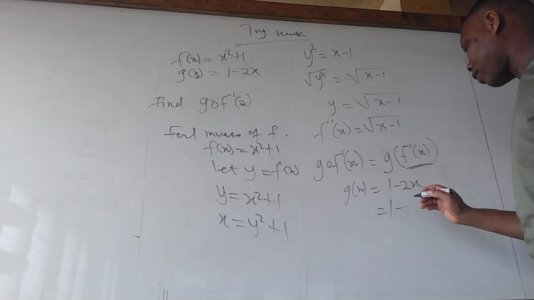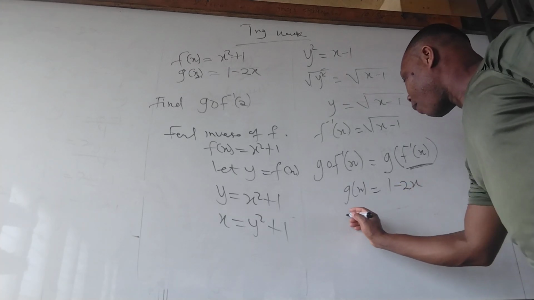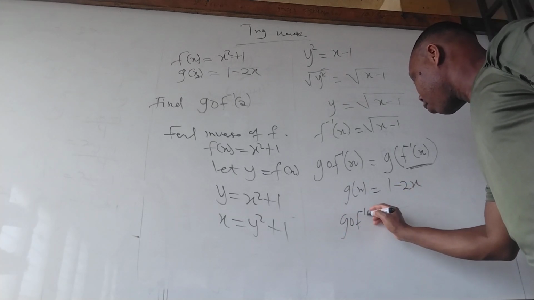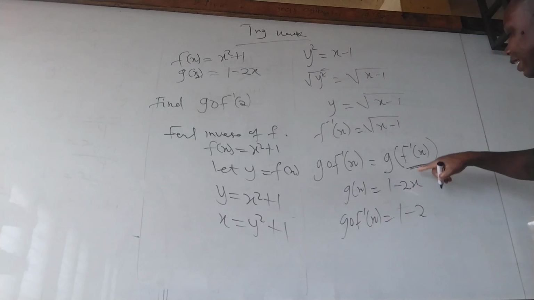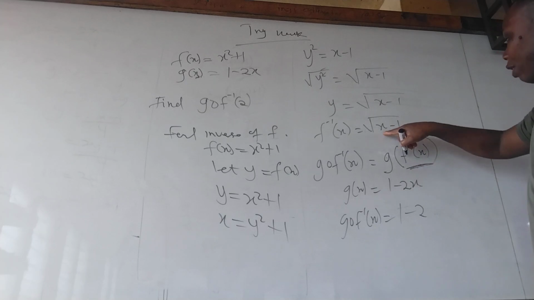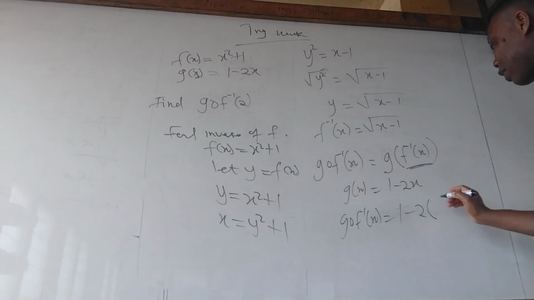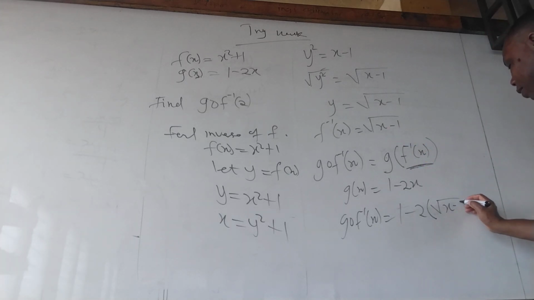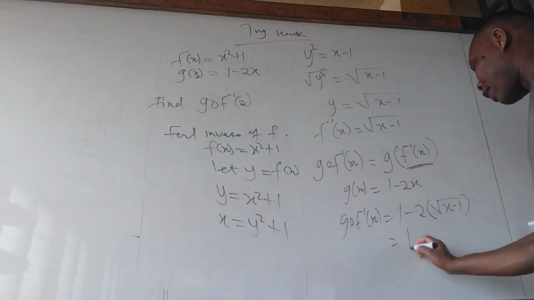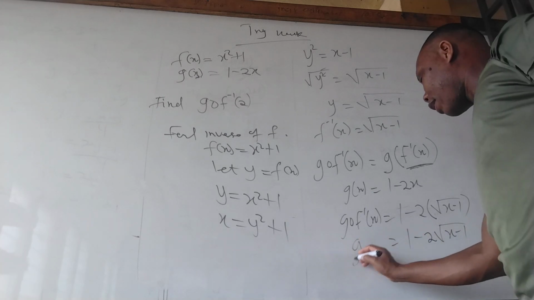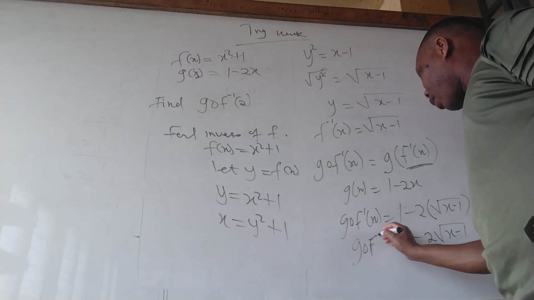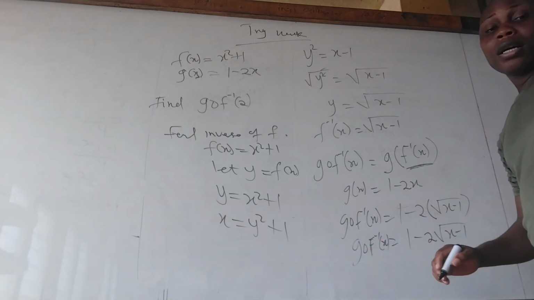So we have 1 minus 2x. Now what is our x? Our x is the f inverse. So we are going to substitute it inside the bracket: root of x minus 1. So basically, we are getting 1 minus 2 root x minus 1. That is the g of f inverse of x. Now we are not done.